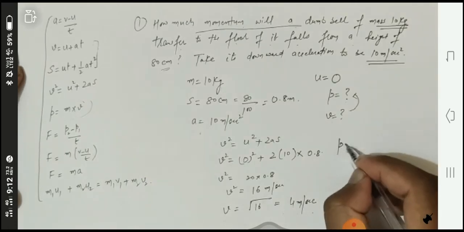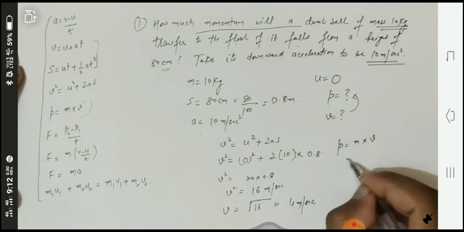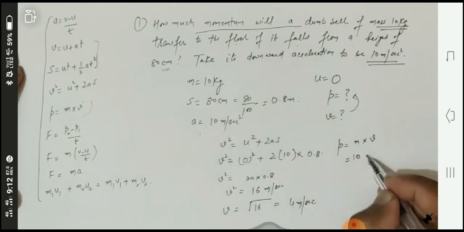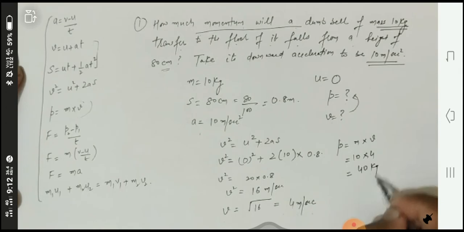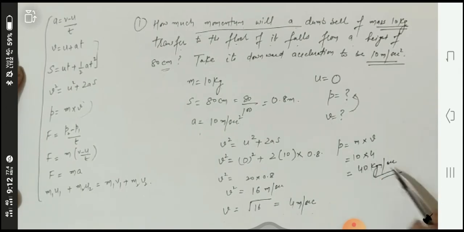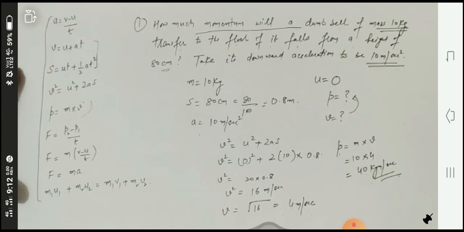Now the value of momentum is mass into velocity. The mass is 10, velocity is 4. So the momentum that transfers is 40 kilogram meter per second. Kilogram meter per second is the SI unit of momentum: for mass it is kilogram, for velocity meter per second. Is that clear, everyone? Good.